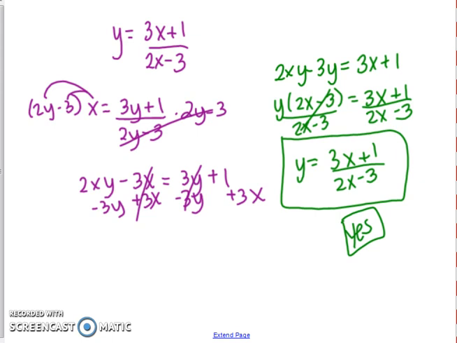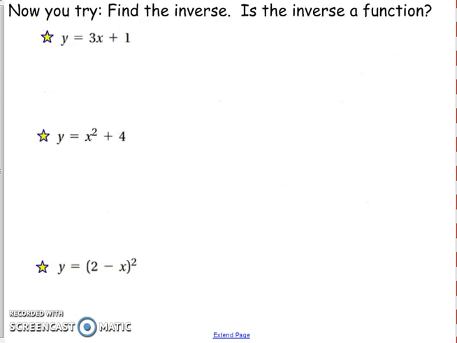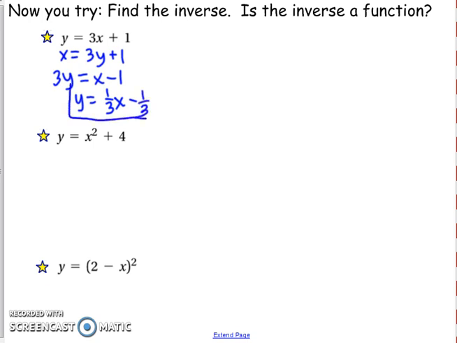Okay, so the key is that plus or minus. If you see a plus or minus, it's not a function. Pretty much everything else is going to be a function. Okay, so again, we're going to flip the x's and the y's. So 3y plus 1. And then we want to get the y by itself, so I'm going to subtract the 1. I'm just going to change the order. So 3y equals x minus 1. And then divide by 3. So y equals 1/3 x minus 1/3. And this is a linear function. So yes, the inverse is a function.